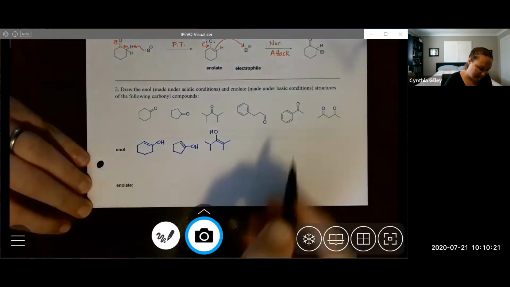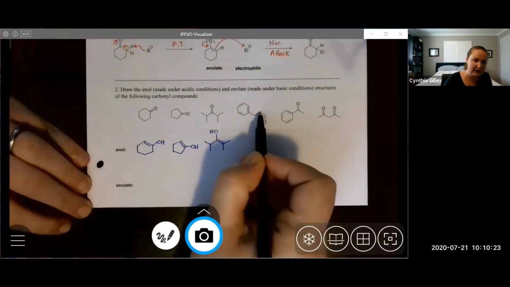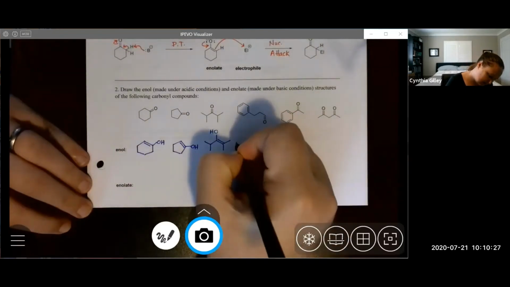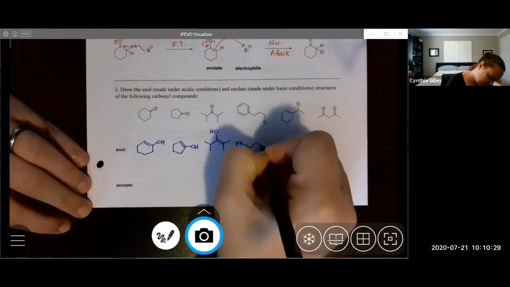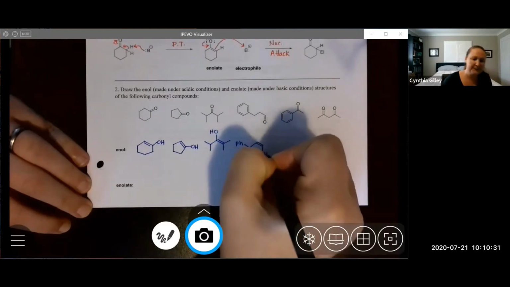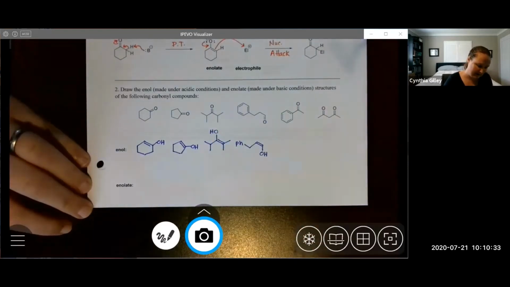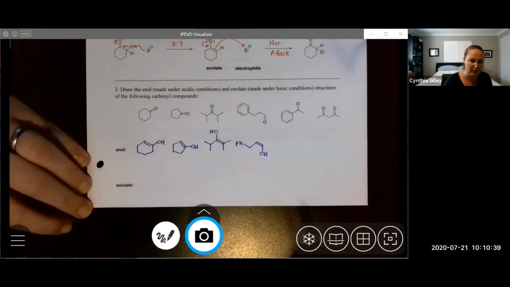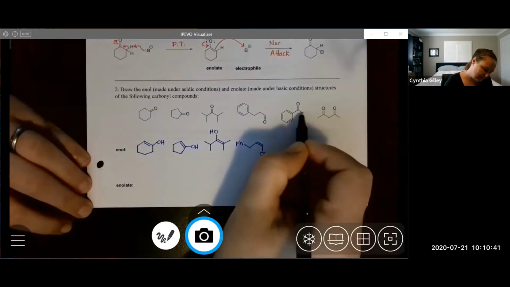This aldehyde only has one alpha carbon with hydrogens attached. So there's only one choice here. We're forming the enol. And then this ketone only has one alpha carbon with a hydrogen because there are no hydrogens on this alpha carbon. So the enol would have to form in this direction.